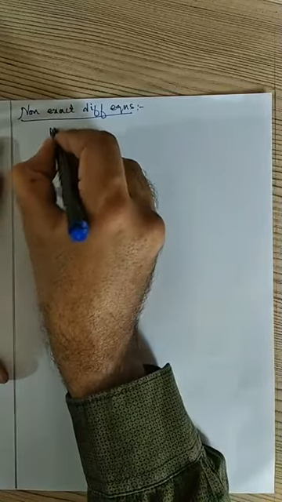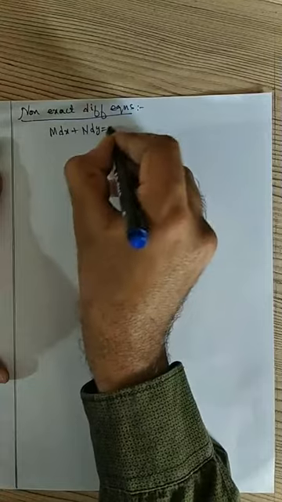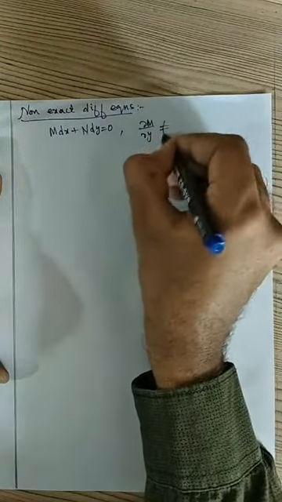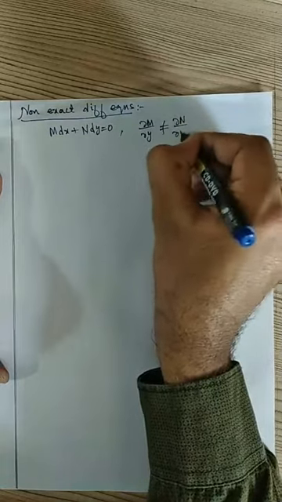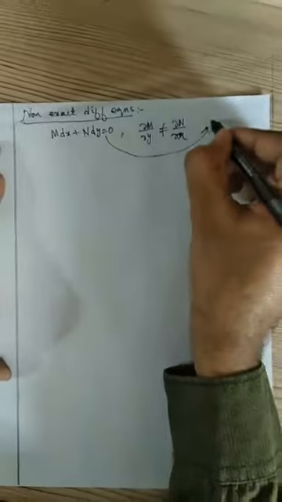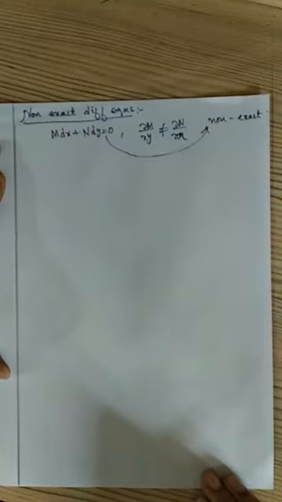So non-exact differential equation means, suppose I am having an equation of the form M dx plus N dy equals 0, and if I find ∂M/∂y is not equal to ∂N/∂x, then this equation is said to be non-exact. Now if the equation is non-exact, that can be reduced to exact by finding the integrating factor.